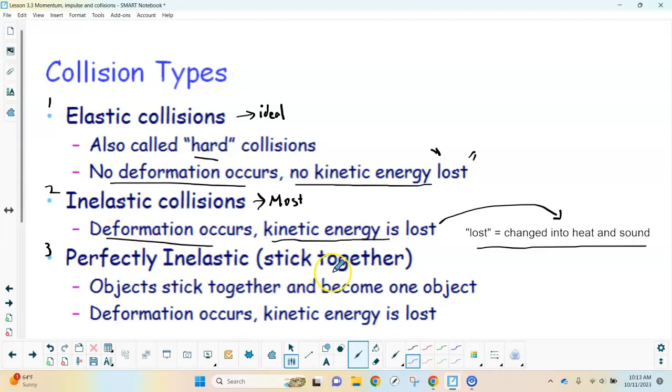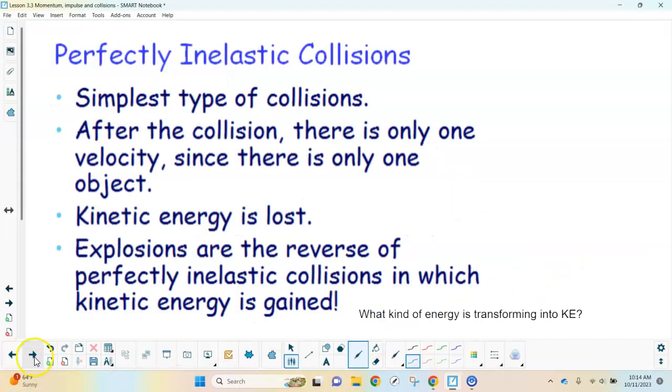Perfectly inelastic is when it sticks together, and that's basically permanently deformed. When objects stick together and become one object, that's essentially what's happening. Again, kinetic energy is converted into heat or sound. Perfectly inelastic collisions are probably the simplest to consider, because all the momentum is going into one object. You have two momentums before, and then you just have one object afterwards. So you basically just add the masses.